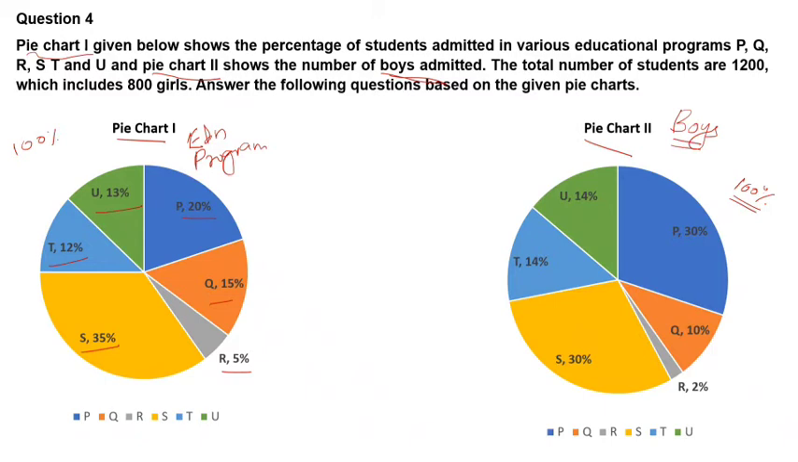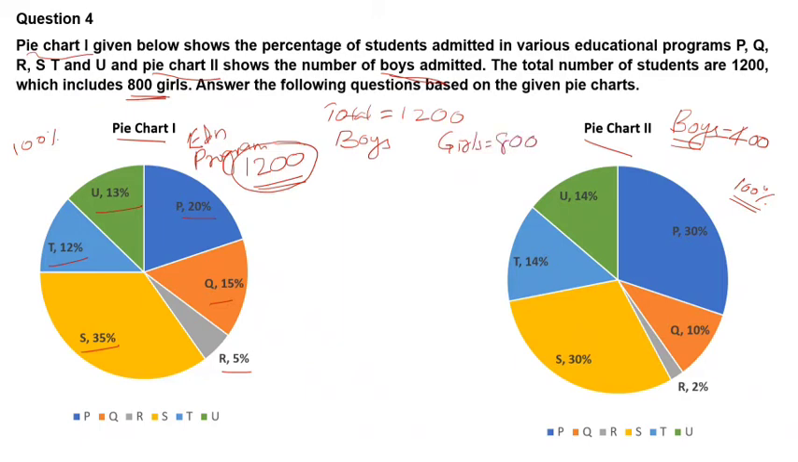Total number of students is 1200, which includes 800 girls. So now it is understood how many boys will be there. Boys will be 400. Very, very important data, students. Understand. Total number of students is 1200. So we have total number is equal to 1200, out of which we have boys and girls. So girls, it is given 800. So boys will be how much? Boys will be 400. So these all are the important information we got from the question.